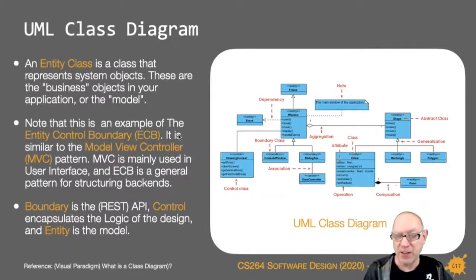So this notion of entity, control, and boundary gives us a way of looking at how we might structure an application, and how we separate out the kinds of classes: some will work with the entity, some with the control, and some with the boundaries. So it's nice to have that. Boundary, for example, could be a REST API, control could encapsulate the logic of the design, what's happening here, and then entity itself is the model. This ECB pattern is not one of the fundamental Gang of Four design patterns that we look at, but there are lots of patterns beyond those, and this is almost like a deployment type pattern. It works for us.